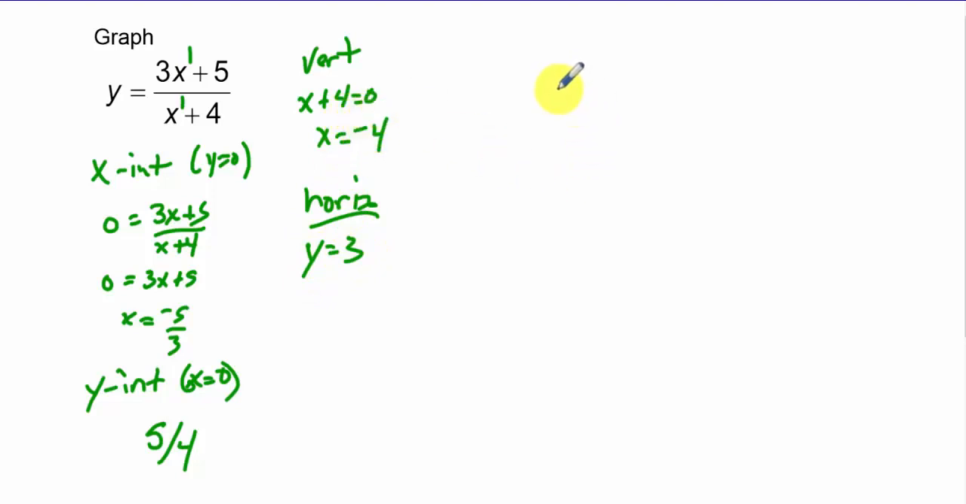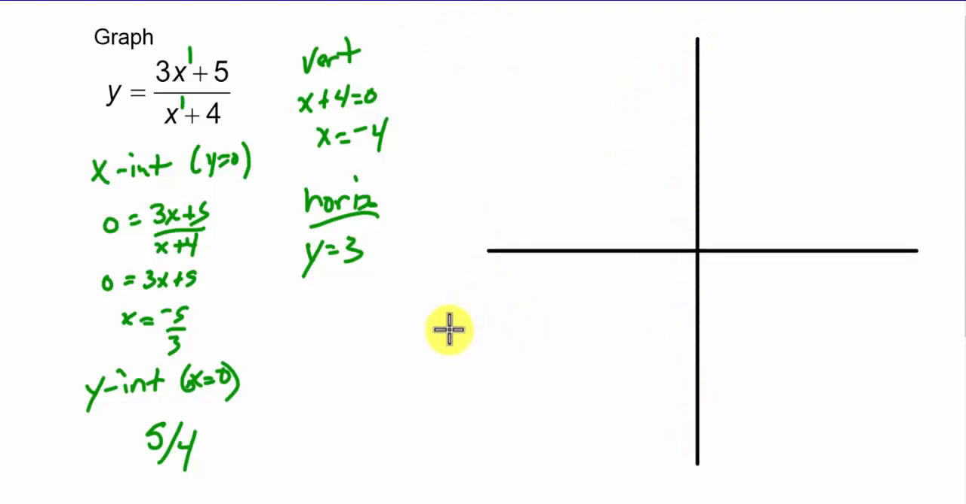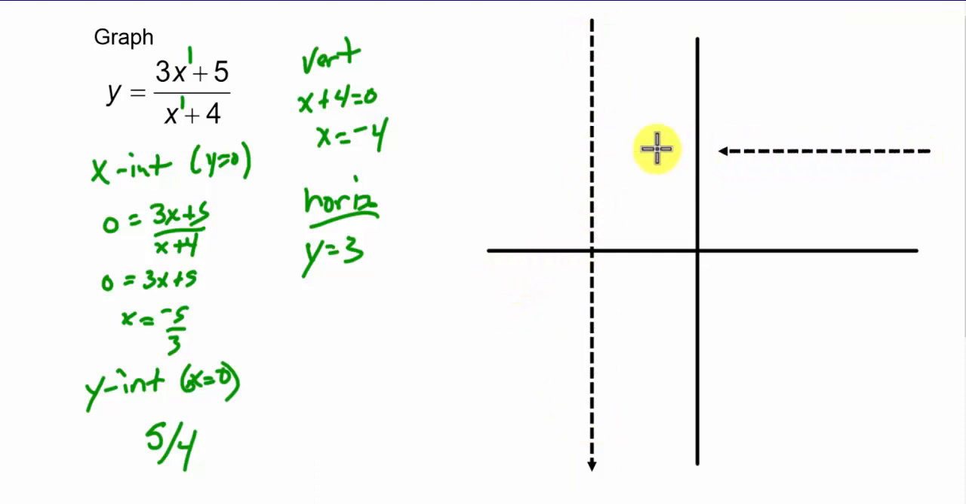So next, we'll sketch a graph. Let's draw a grid like so. I'm going to draw a vertical asymptote at -4, right around here. Horizontal asymptote at 3. I'll label those -4 and 3. I'm going to throw in a y-intercept of 5/4, which is a little over 1, and an x-intercept of -5/3. Here's -2, -5/3 right around here.